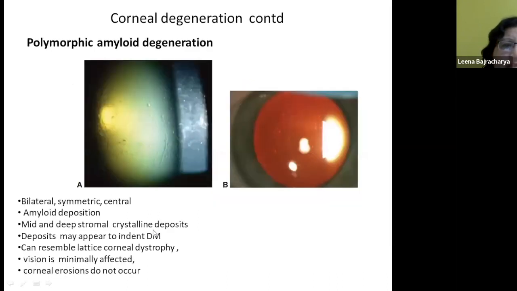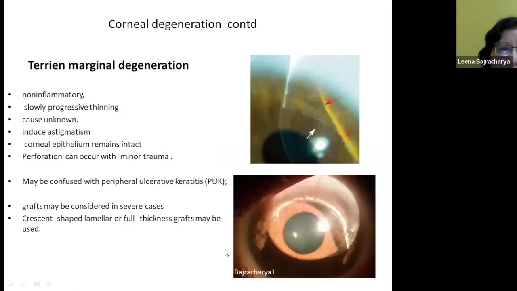So this picture is polymorphic amyloid degeneration. We can see refractile bodies and lines, which is the deposition of the amyloid, and usually it is visually not significant and no treatment is required. It may be confused with lattice corneal dystrophy.